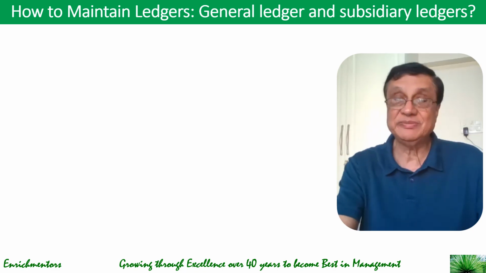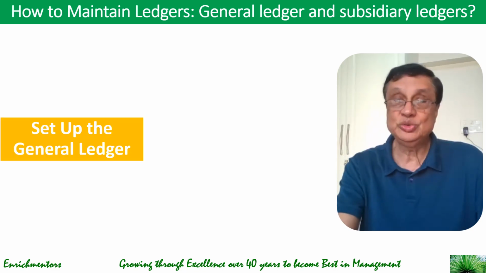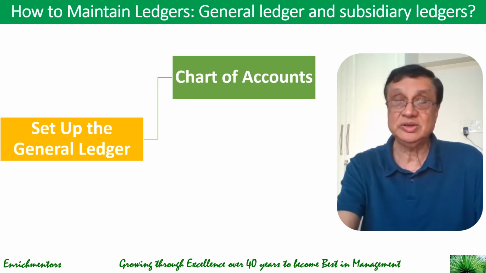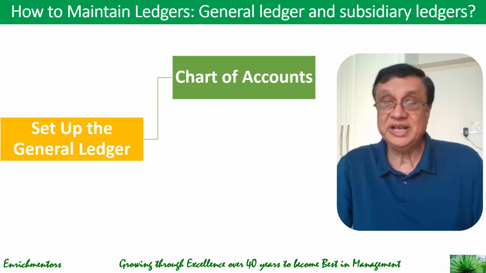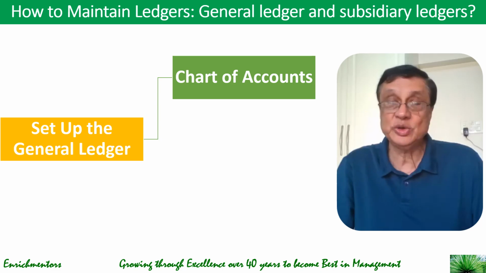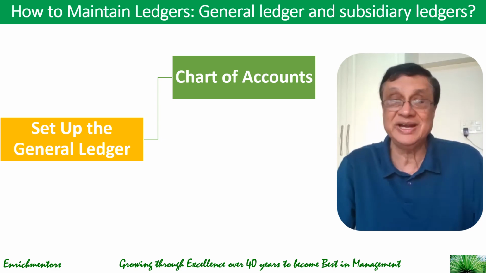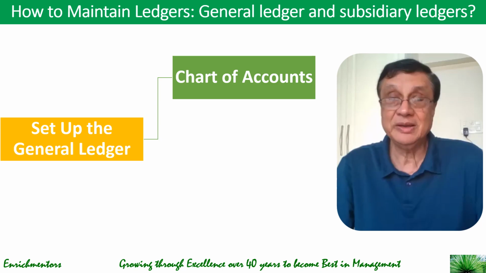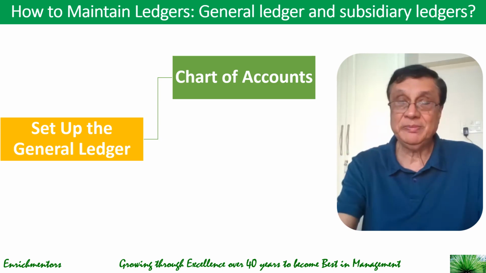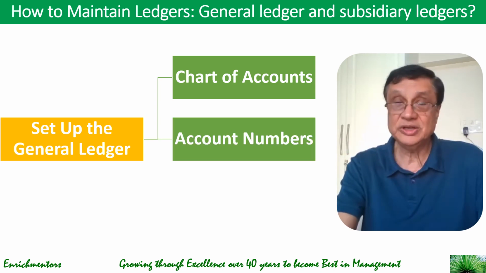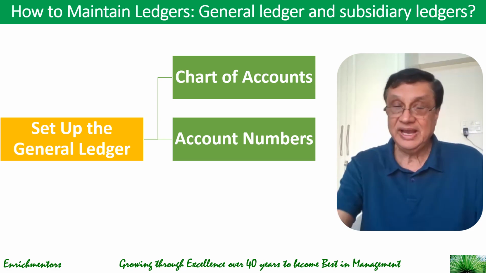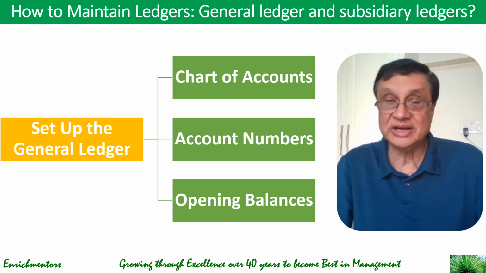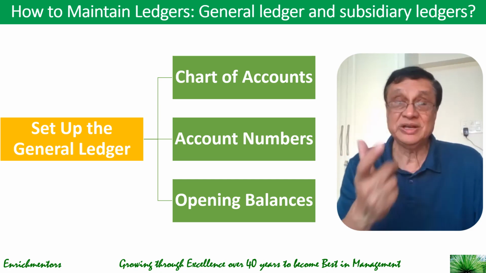So, first thing is to set up the ledger, right? And in that, you create a chart of accounts which lists all the accounts. So, the chart of accounts is a list of all the accounts used by the company, and these accounts are categorized into assets, liabilities, equity, revenue, and expenses. And you actually create these accounts. If it is software, you create them in the software. If it is manual, you create them manually. Then you assign an account number to each account in the chart of accounts for easy identification and sorting. And then you enter the opening balances for each account at the beginning of an accounting period, if you're beginning for the first time.